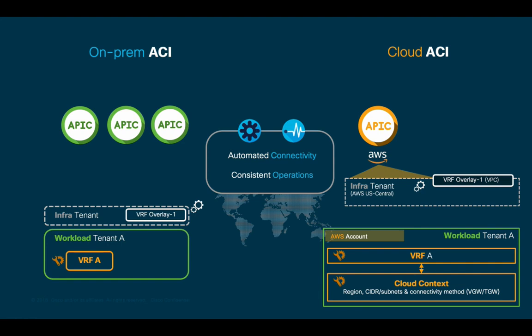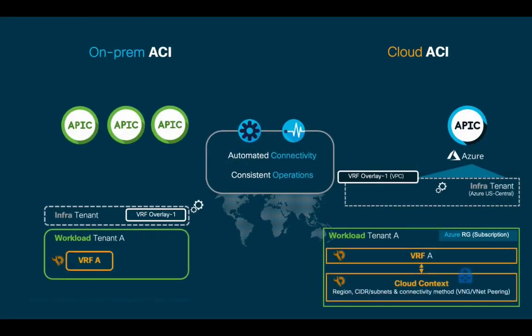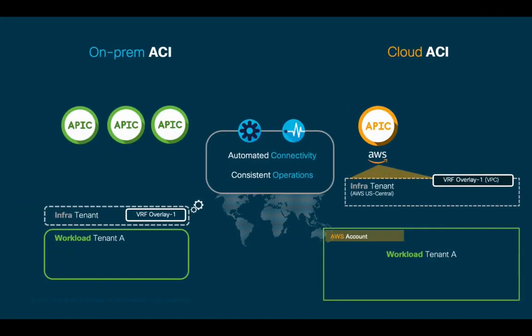Additionally, the Cloud Context configuration will include the connectivity method you want to use on this VRF, which in the case of AWS would be either BGW and CSR or Transit Gateway. The same thing will happen in Azure, changing the connectivity method options to VNGs and VNet peering as we've covered before. Let's take a look at an example, starting with AWS.